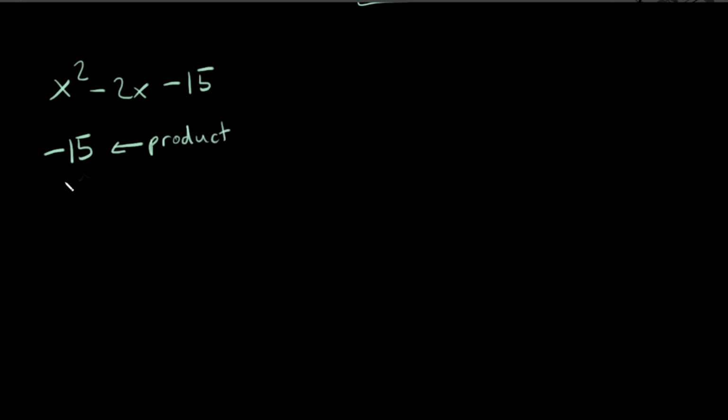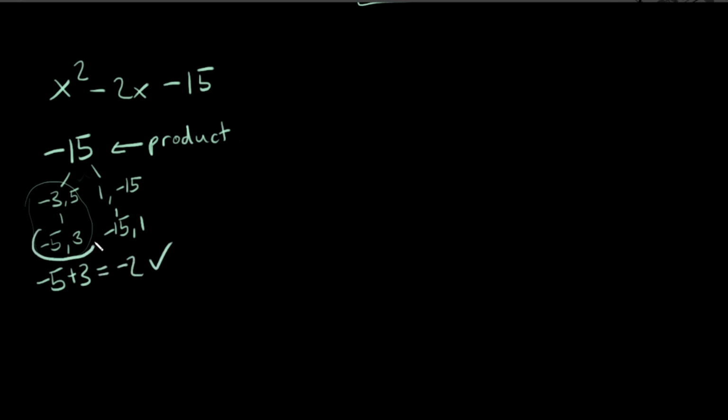Now, what are the factors of minus 15? We have negative 3 and 5. We also have negative 5 and 3. And we have 1 and negative 15. And negative 15 and 1. Now in this case, since our middle term is negative 2, I'm guessing it's probably one of these. So let's see, negative 3 plus 5, that's equal to positive 2, so that doesn't look right. But negative 5 plus 3 is equal to negative 2, so that looks about right. So I'm going to say that these are my middle terms.